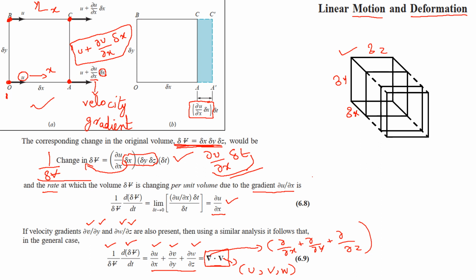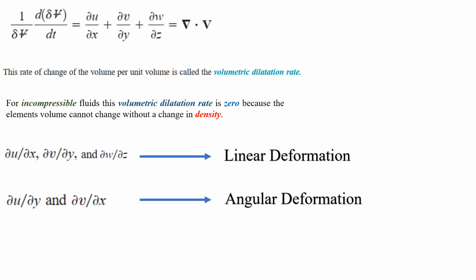So now let's move further and discuss this final equation that we derived a little bit more. This is what we derived in the previous slide, and this is the rate of change of volume per unit volume, and this is also called the volumetric dilation rate. Actually, this is what the change in volume is, the rate of change of volume, as we would like to call it in simple terms.